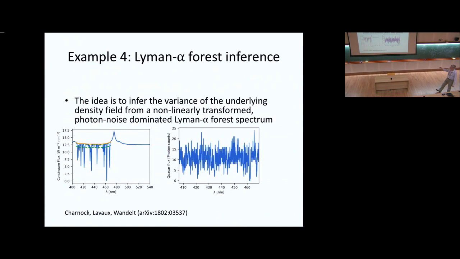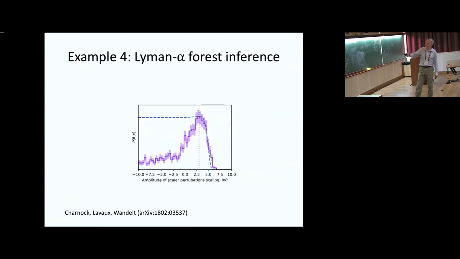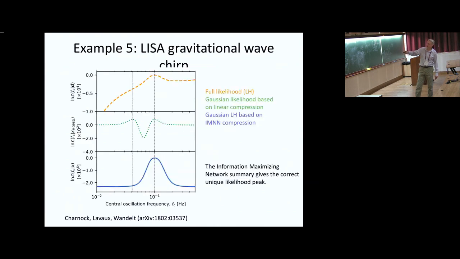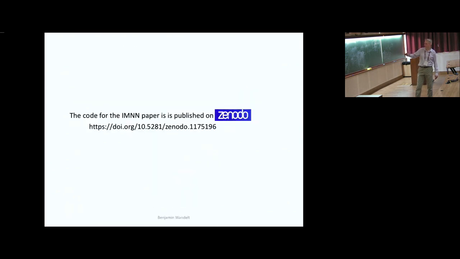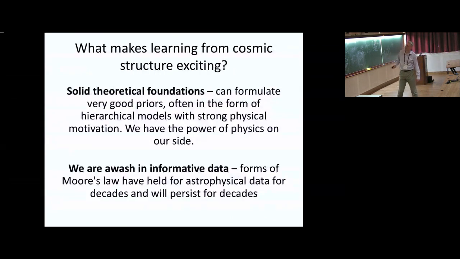We have more examples, so for more information, look at this paper. We do an example with Lyman alpha forest inference, where we have a Poisson sampled nonlinear transformation of a Gaussian, and we try to get the variance of the Gaussian. This is the true value, and it finds the true value. And then there's an example for gravitational wave chirp. The code is public. And okay, let me stop here.